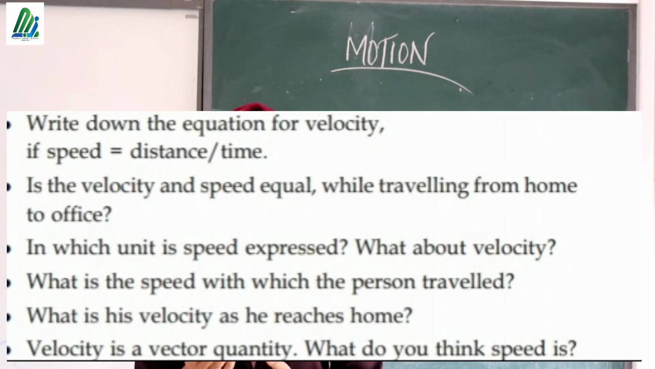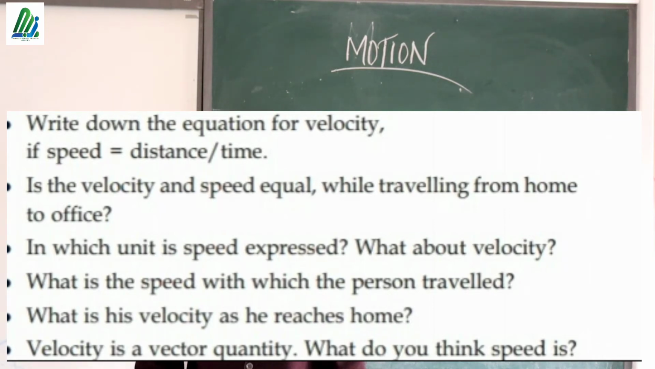Then next question. What is the speed with which the person travelled? In the first case, the speed is 1.5 meter and in the second case, the speed is 1.8 meter. On reaching the office, the speed is 1.5 meter, and on reaching back home, the speed is 1.8 meter. Is it clear? Then what is the velocity as he reaches home? Velocity is equal to displacement by time. Here the velocity is 0.8 meter.